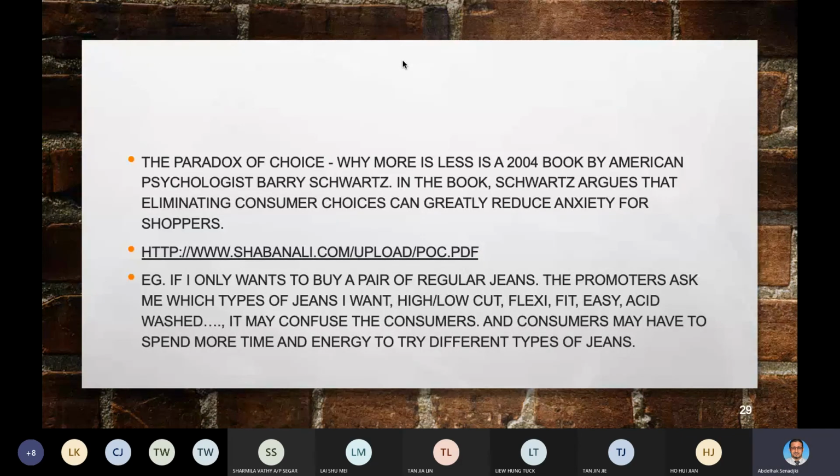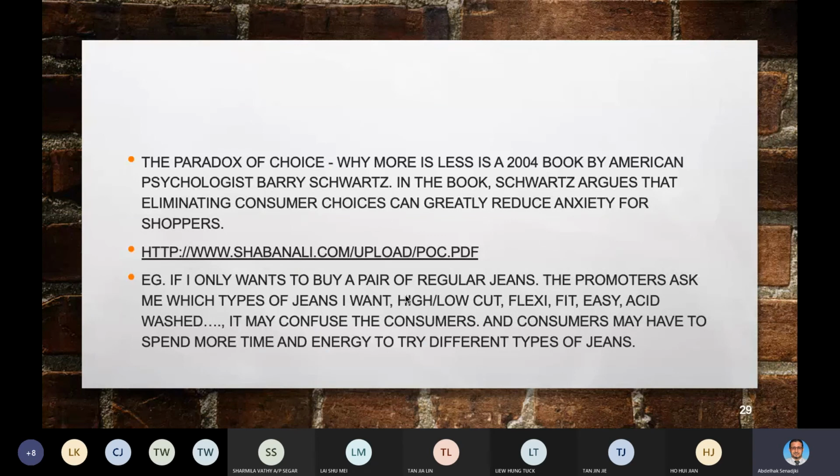So the paradox of choice, why more is less, is a 2004 book by the American psychologist Barry Schwartz. In the book, Schwartz argues that eliminating consumer choices can greatly reduce anxiety for shoppers, but not all the time. Sometimes I want to buy something, but because there are not so many choices, I also don't buy, because what is there does not meet my expectations or my preferences. So you can see on that link, you can read.